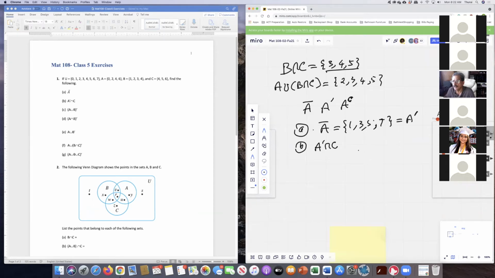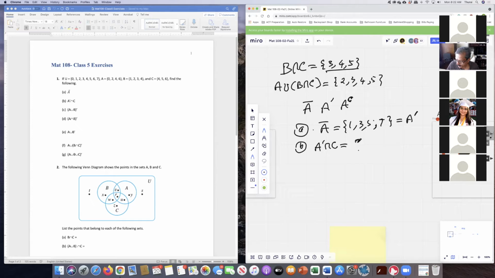Anthony? Is it 5 for A prime intersection C? 5 is correct. So remember, when there is only one element, you can't just write 5 like that. Then it's not a set. A prime intersection C is a set. So you have to have a set on the right side. A set would be curly bracket 5, curly bracket, containing 5. You have to write that curly bracket, otherwise it's wrong. Okay, very good. Let's go to part C.